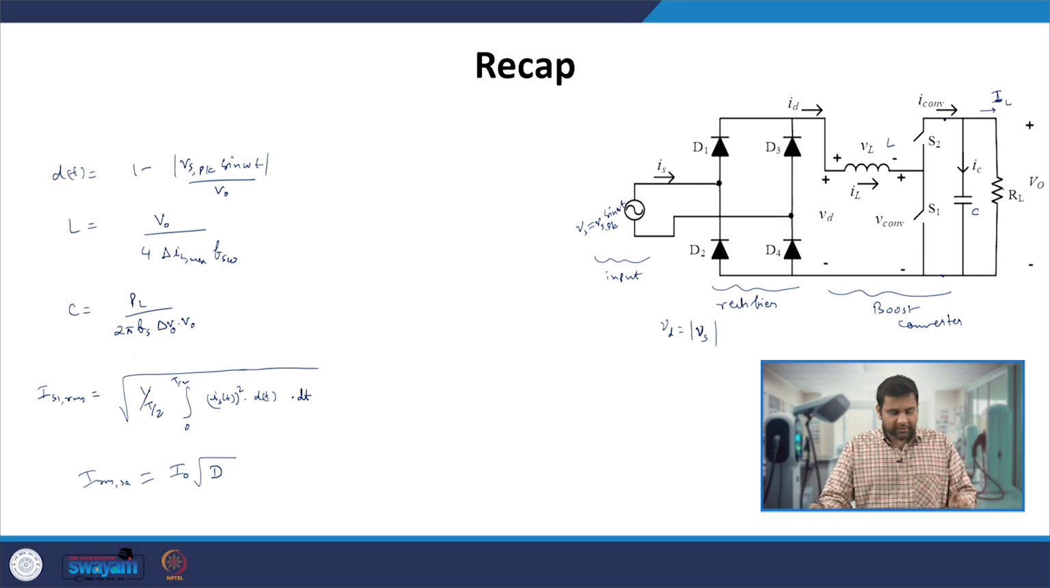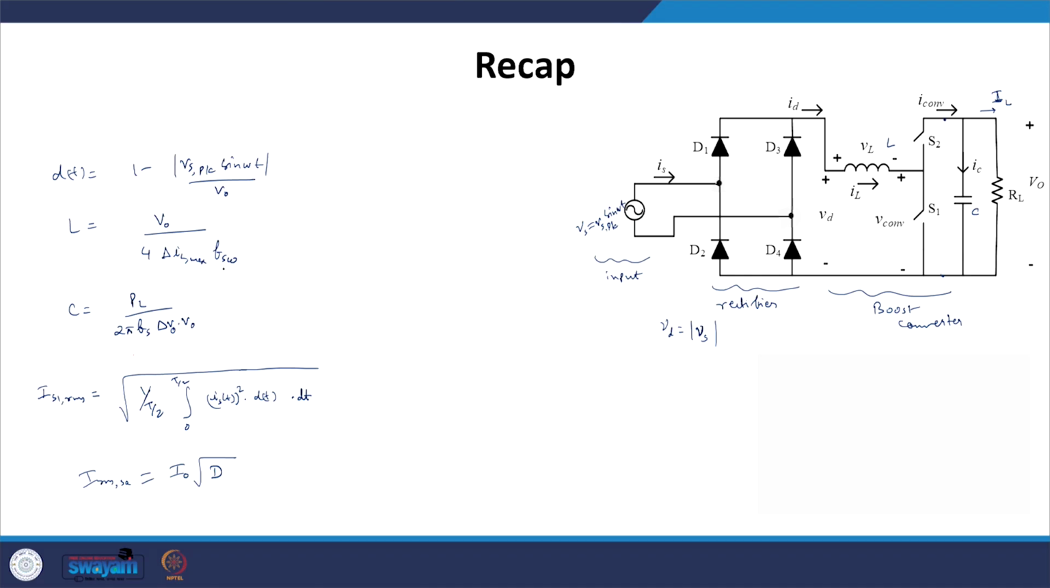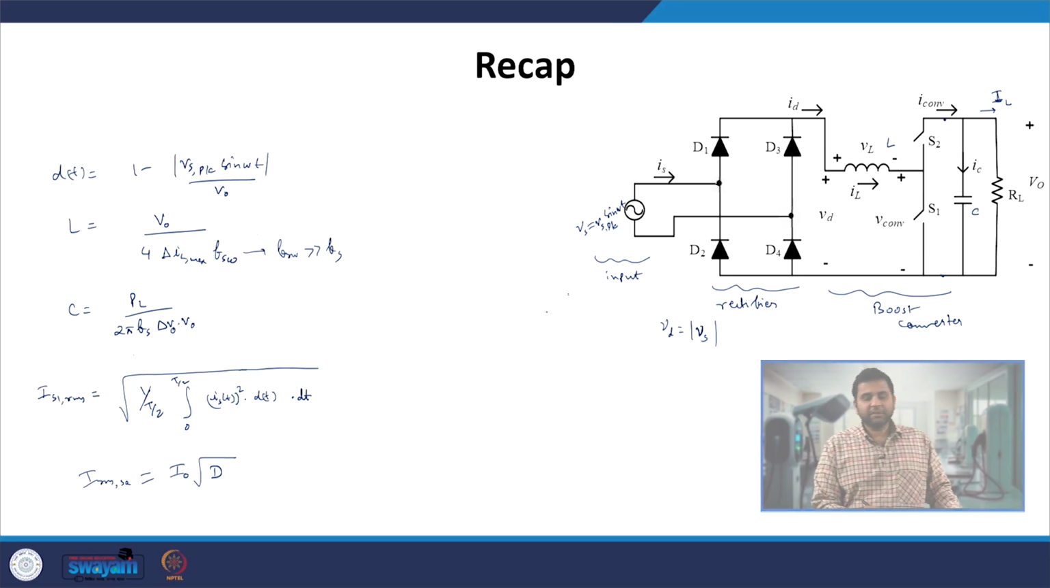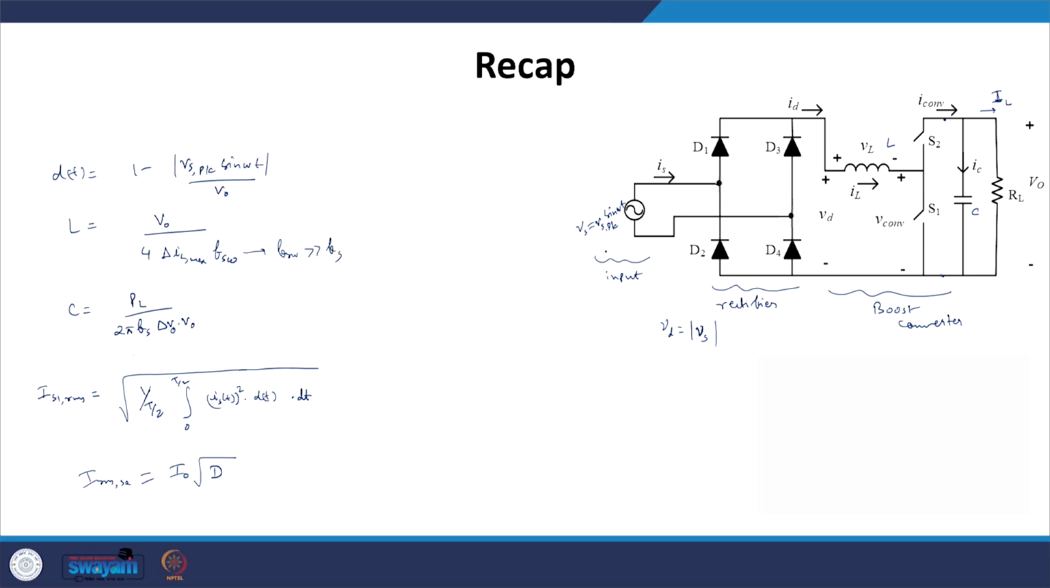For that we have understood that the duty ratio of the S1 switch, which is the fraction of the time in the switching period when the switch S1 is on, is 1 minus modulus of Vs peak sin omega t by V naught. The inductance we have also calculated, which is V naught by 4 delta IL max F switching, where F switching is the designer's choice. Generally this F switching will be very much greater than the line frequency or the input AC voltage frequency.